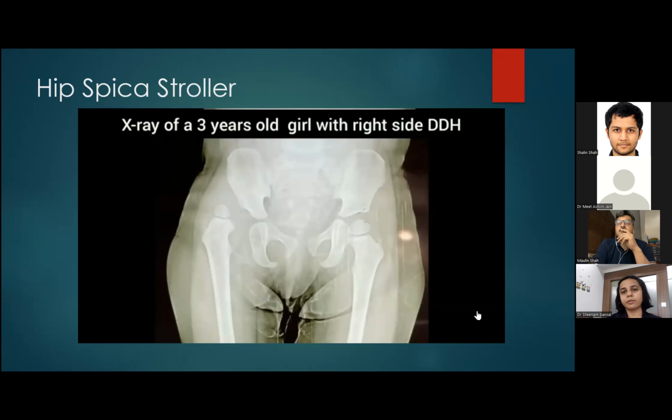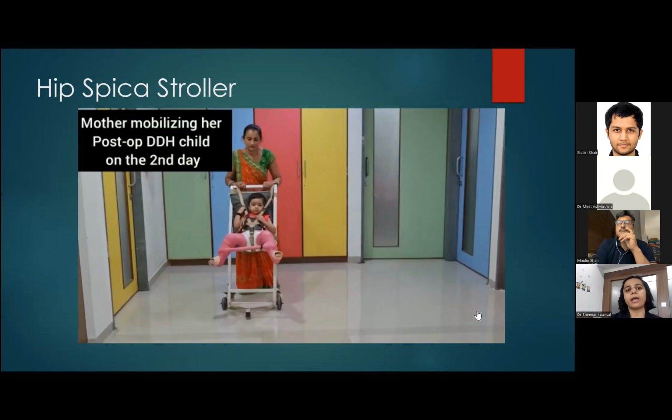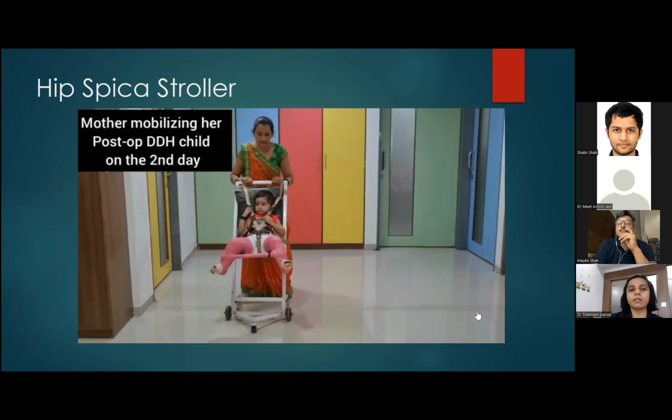This is a 3-year-old girl with right-side DDH, and we can see the child is mobilizing on the second day.